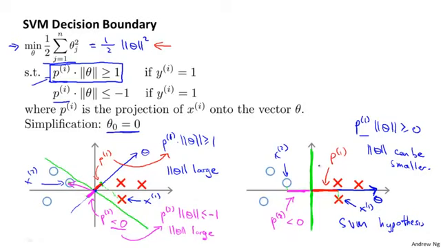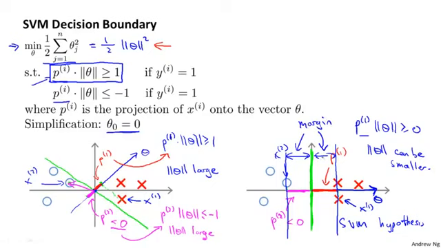Namely, if you look at this green hypothesis, we want the projections of my positive and negative examples onto theta to be large, and the only way for that to hold true is if, surrounding this green line, there's this large margin, this large gap that separates the positive and negative examples.